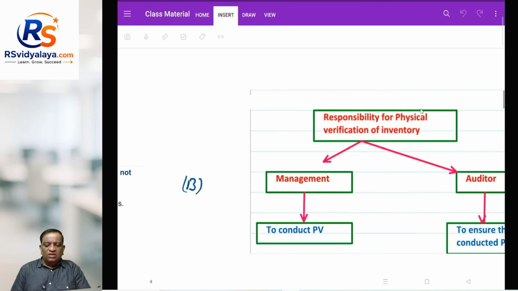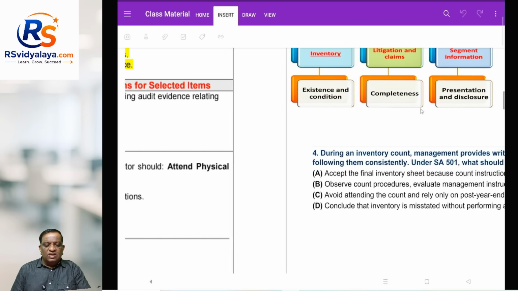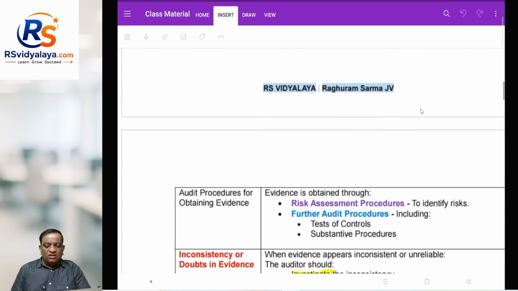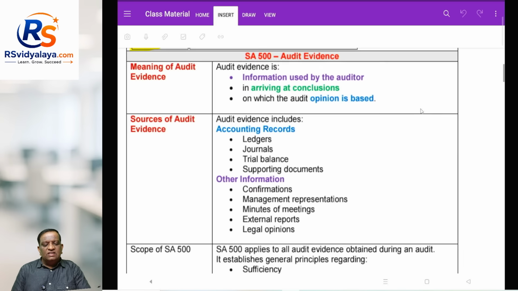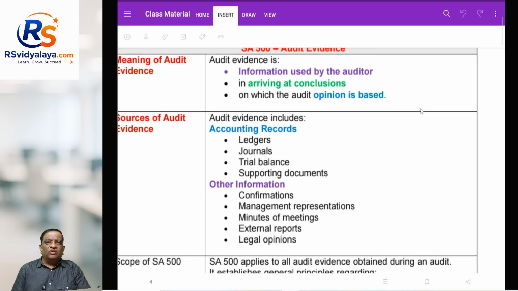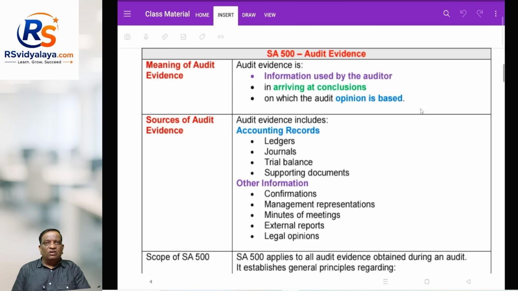So my request to you is, have patience. What is given in the material may look shorter, but what we are going to discuss is much more than what is given in the material.